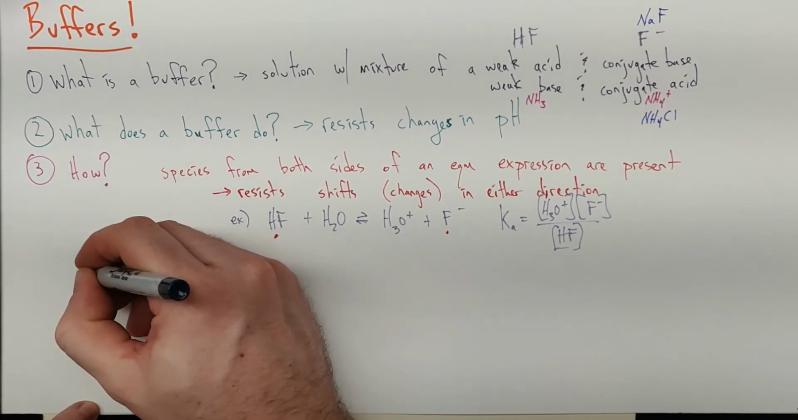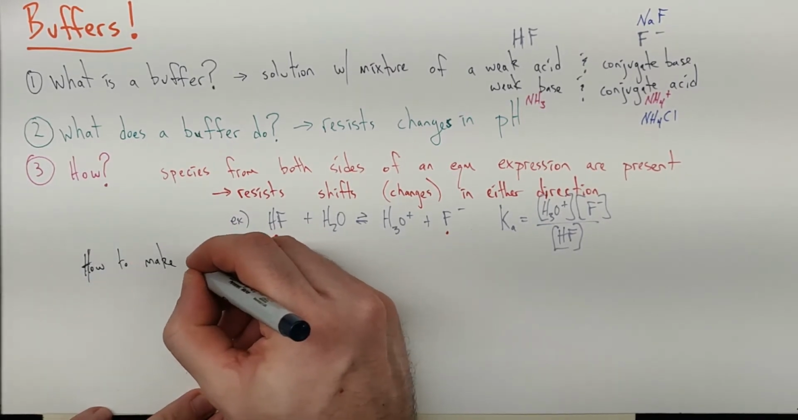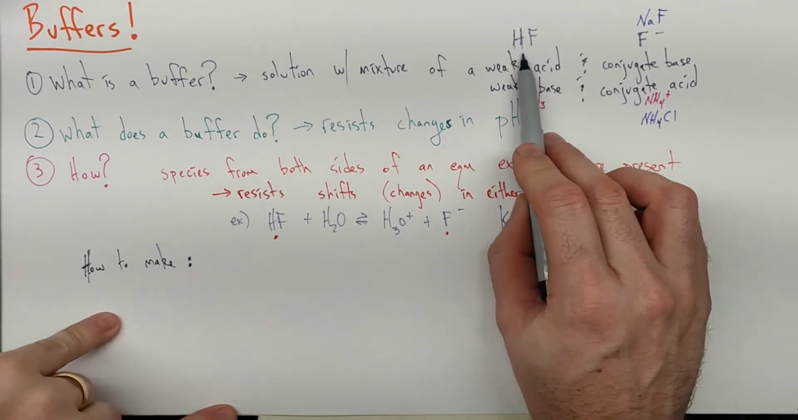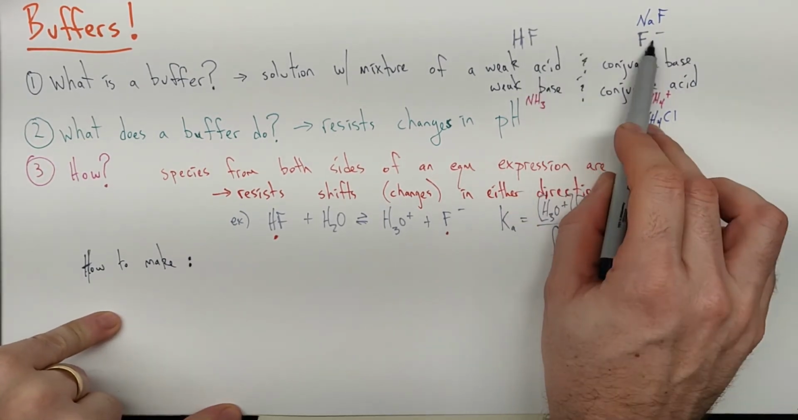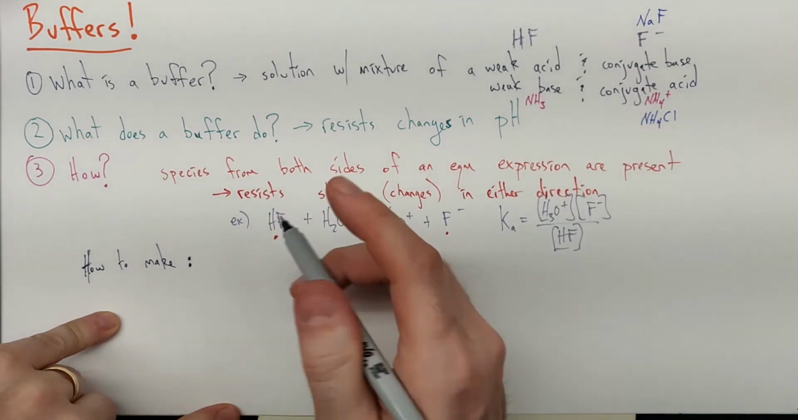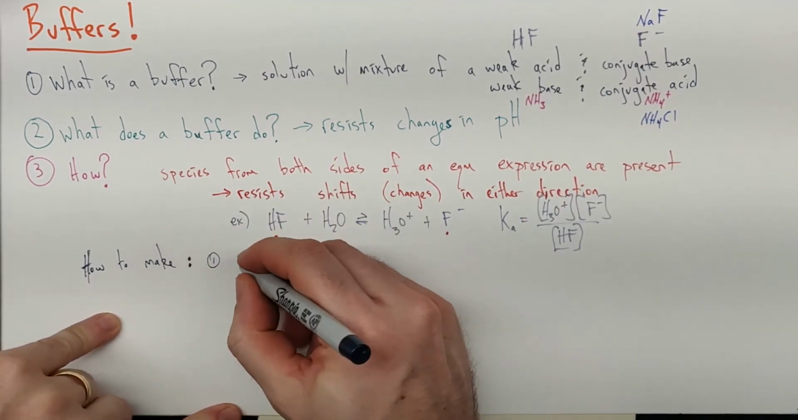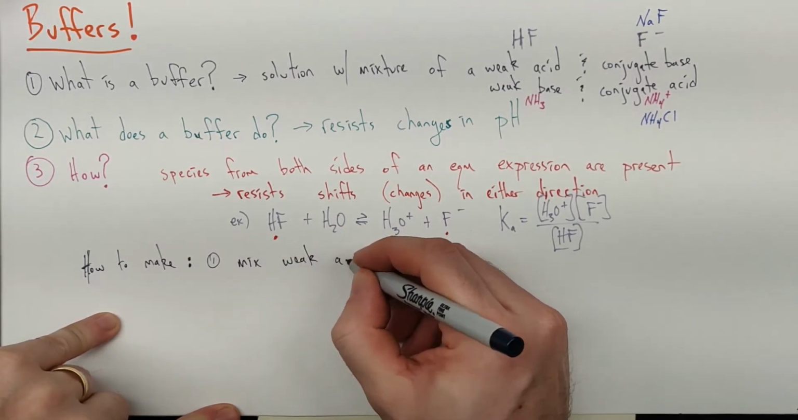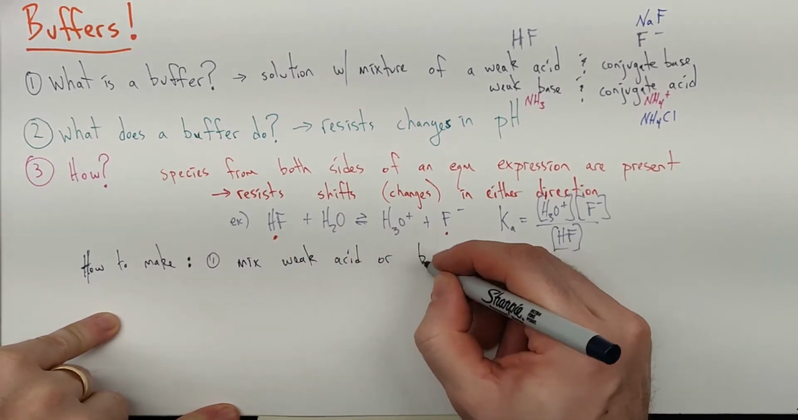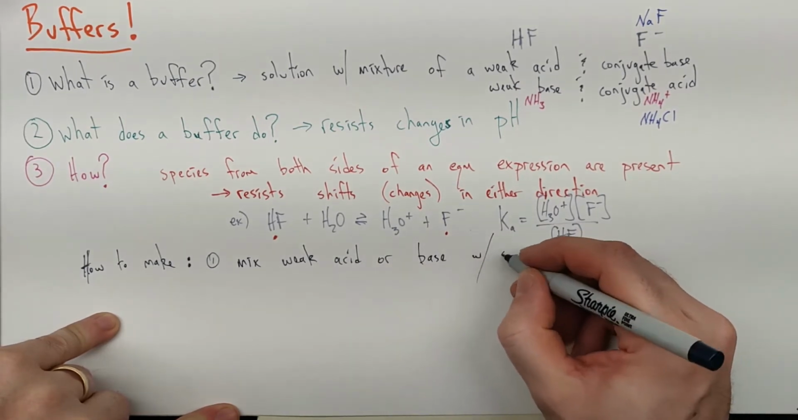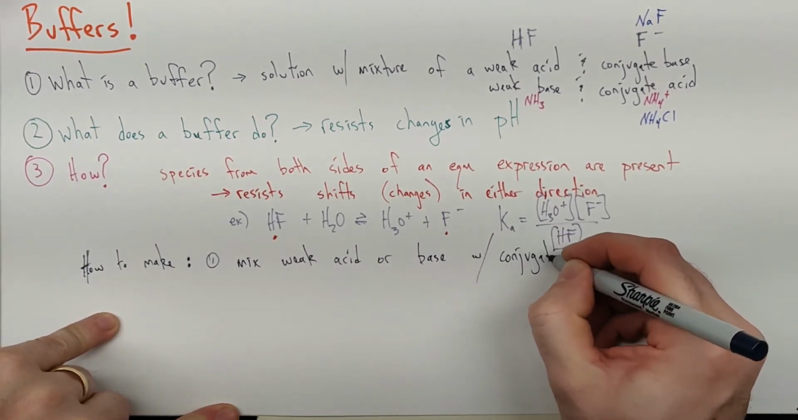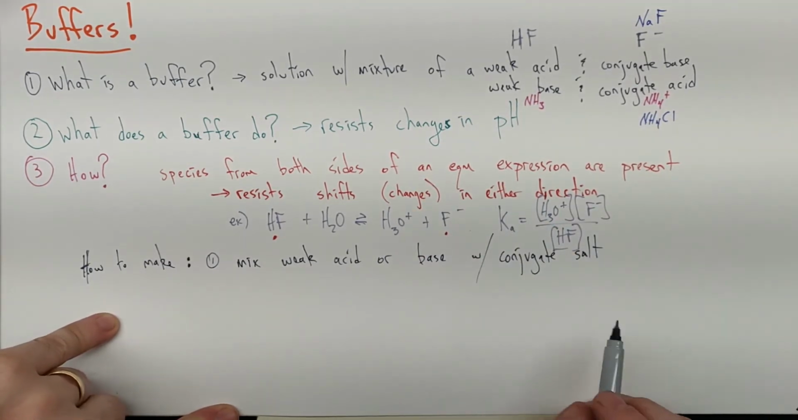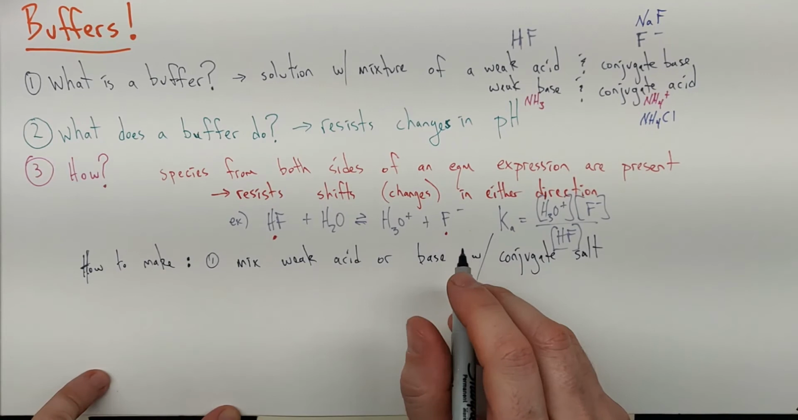You can go brute force, which is my preference because it's the least thinking, which is you just take some weak acid or base and its conjugate salt and mix them in some ratio. So the first option here is to mix some weak acid or base with its conjugate salt. Right? And that gives us both sides of this equilibrium. And that's brute force, I would say.